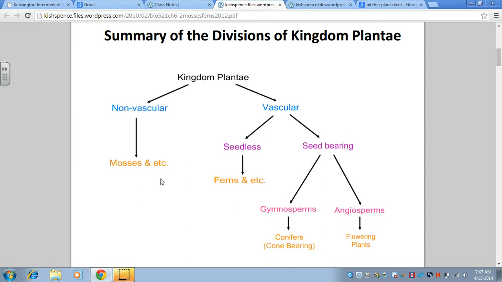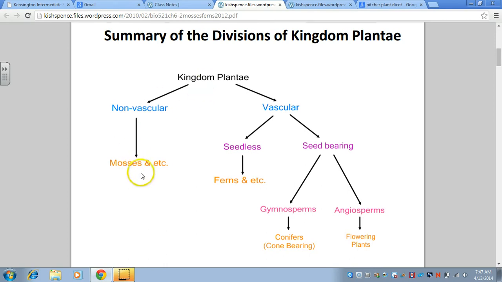So far in chapter 6, we've been talking about section 6.1, which was an overview of plants and animals and comparing their basic characteristics. The second section, 6.2, was on Kingdom Plantae. When we've been talking about Kingdom Plantae, we've looked at the non-vascular plants, the ones that don't have the vascular tissue or the conducting tubes that carry water and nutrients through the plant.